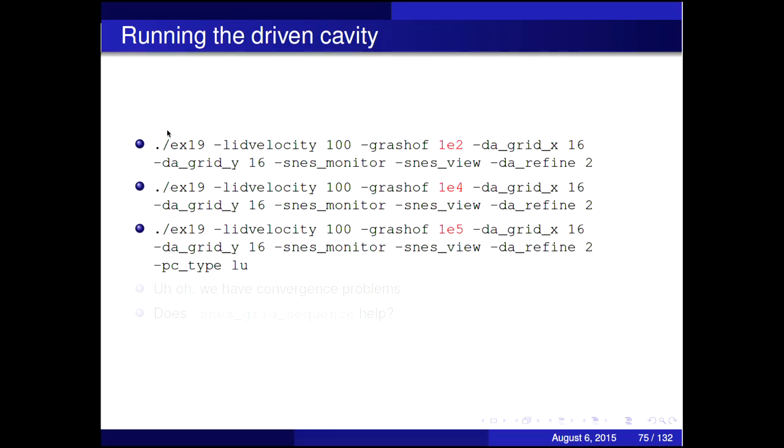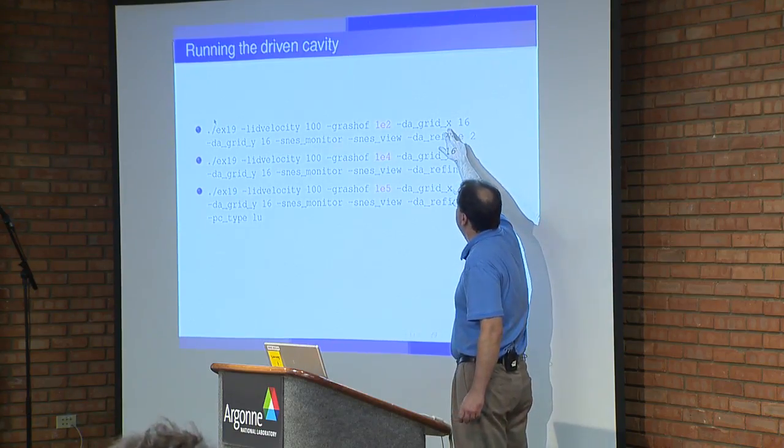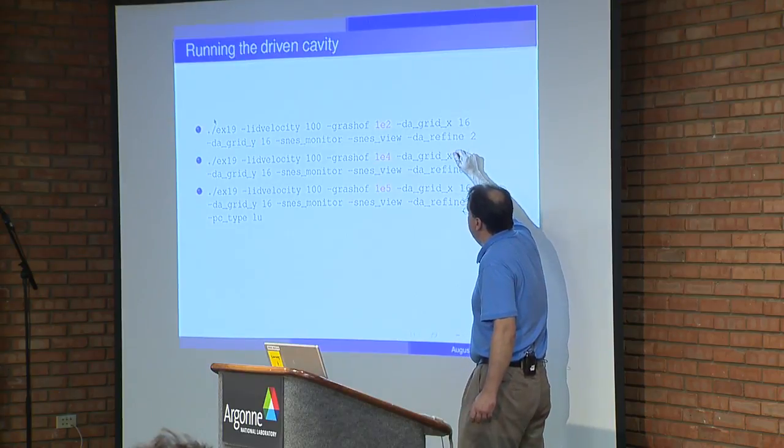So here's an example of using the options. In this case, we're running this nonlinear solver problem, and we're turning on monitoring of the nonlinear convergence. We're refining the mesh twice before we solve the problem, and we're setting the initial size of the mesh there.